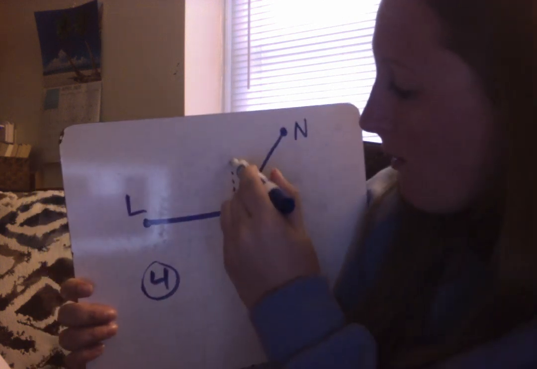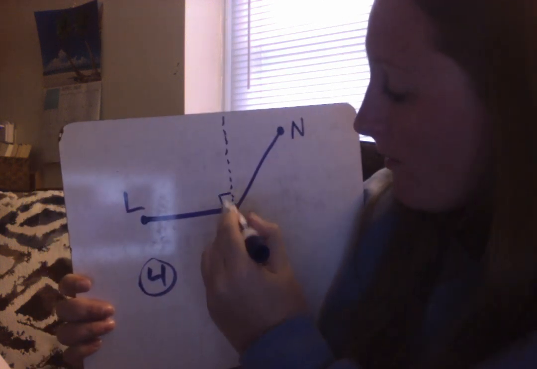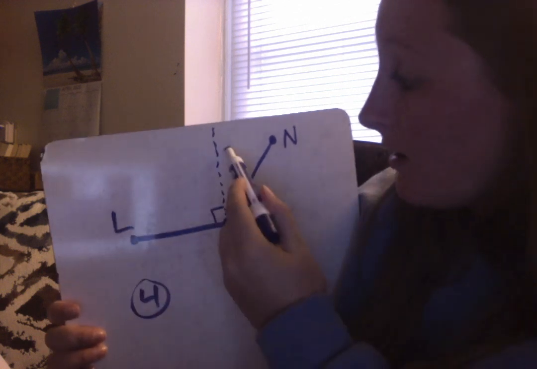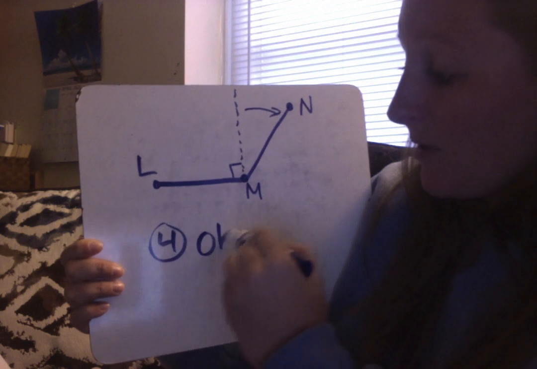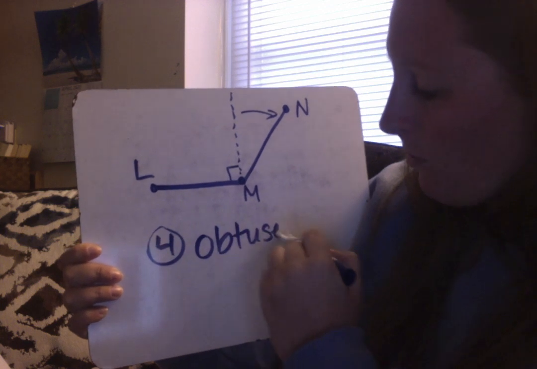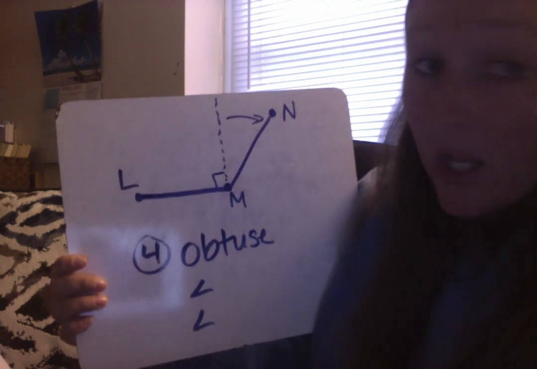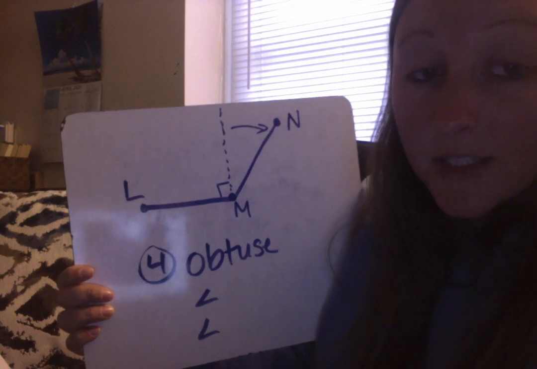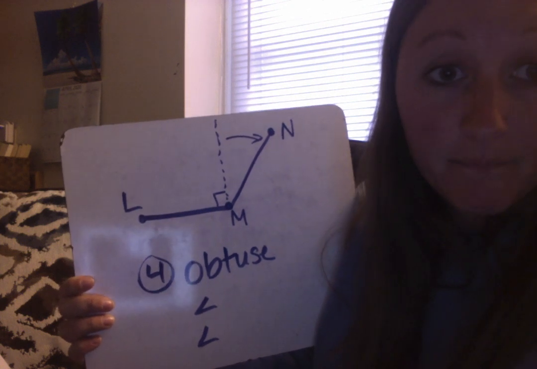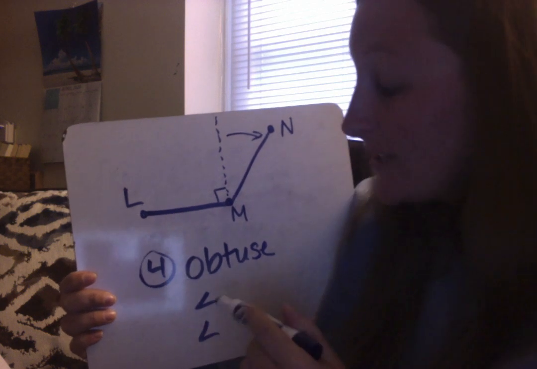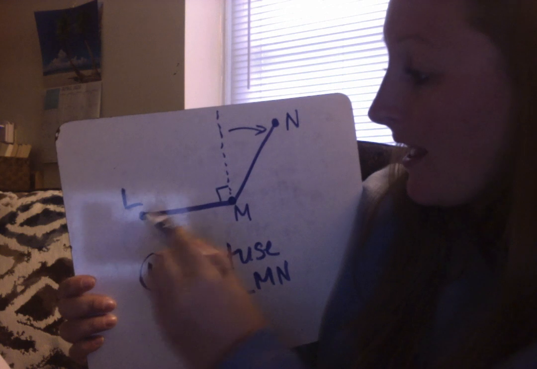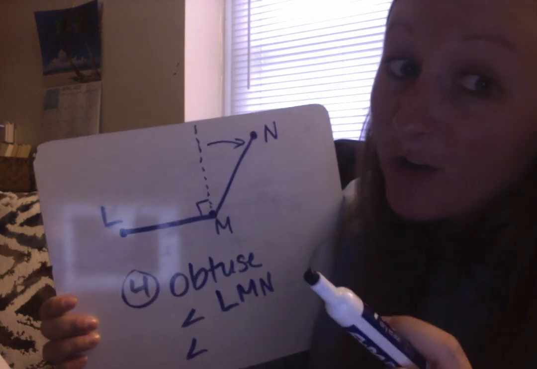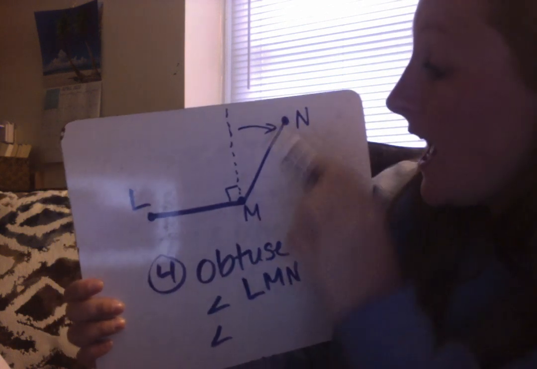Look. There's that 90 degrees, and this angle is bigger than 90 degrees, so it's an obtuse angle. That's the type. Okay? Angle name could be two different things. What do you think it's going to be? You're right. If you said angle LMN, LMN, you're also right if you said angle NML.